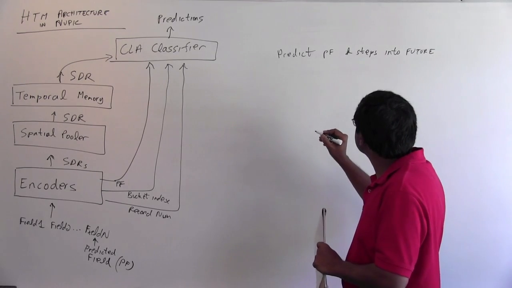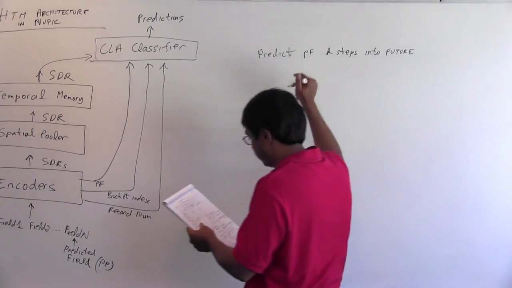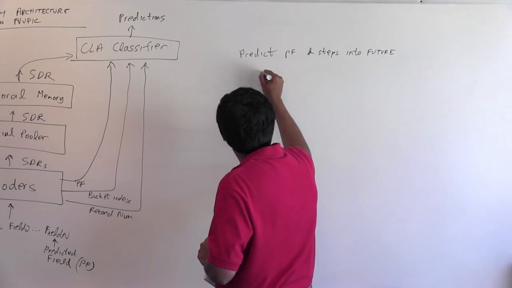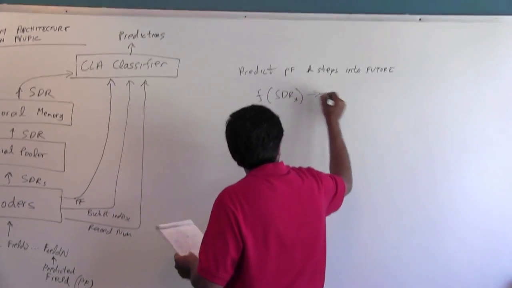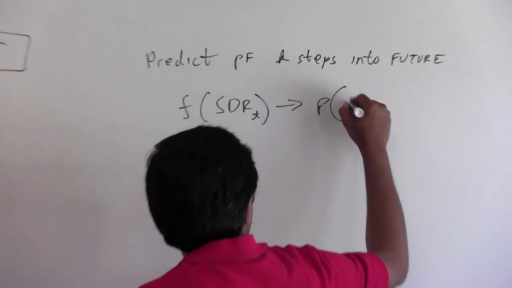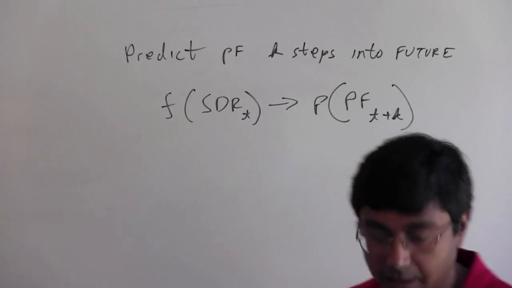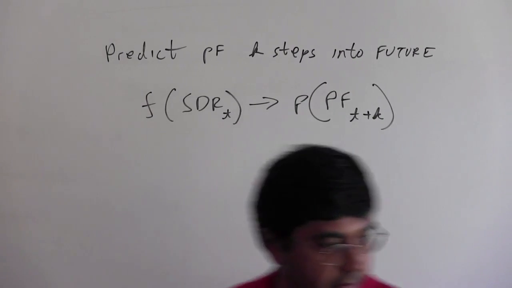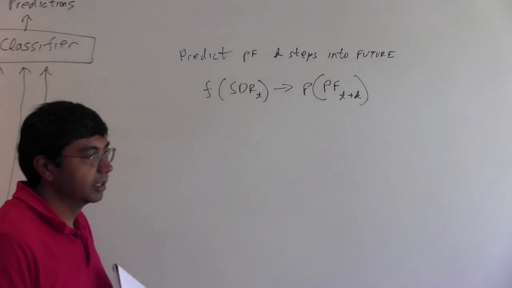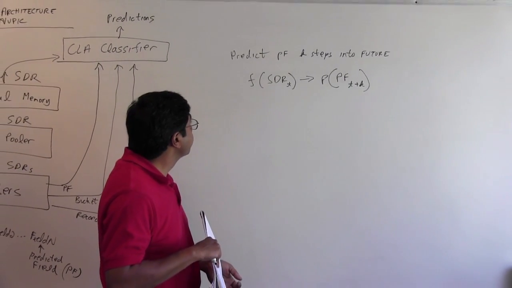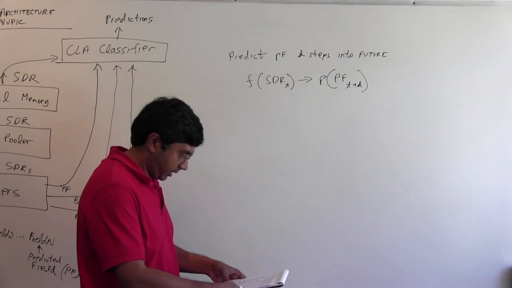The other thing it does is that it predicts a probability distribution over the predicted field. So basically, the CLA classifier implements a function: you have an SDR at time t, and it's going to tell you the probability distribution of the predicted field at time t plus k. That's basically what it's doing. Is it assuming a certain type of distribution? No, it's a non-parametric probability distribution. I'll explain exactly how we get that.